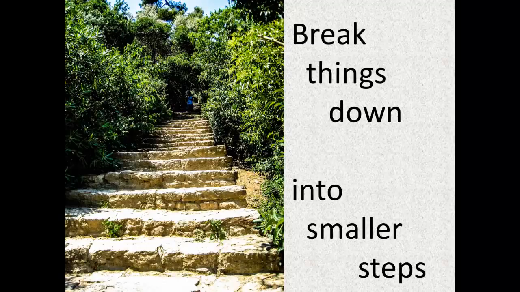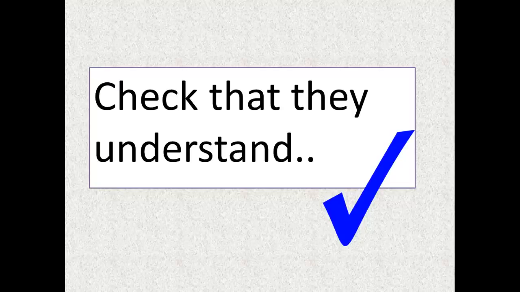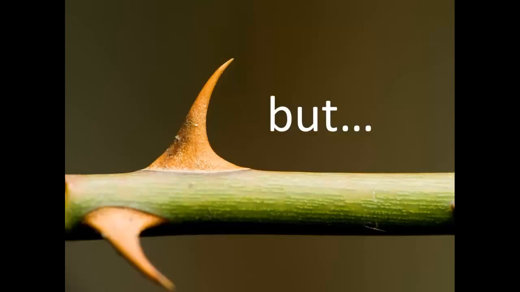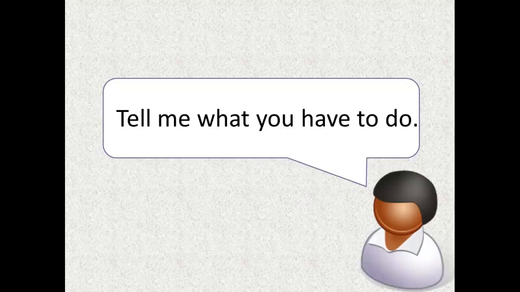So thinking about breaking things down. Check that they understand. This is really important. You need to make sure that they do know what you want them to do. But be careful. There are a few caveats to this, a few elephant traps that you could easily fall into. This question is not very helpful because they will say yes, even if they don't. This question can be helpful sometimes. At lower levels, it's probably more difficult for them to explain what they have to do than to actually do it. So be careful of this kind of question.